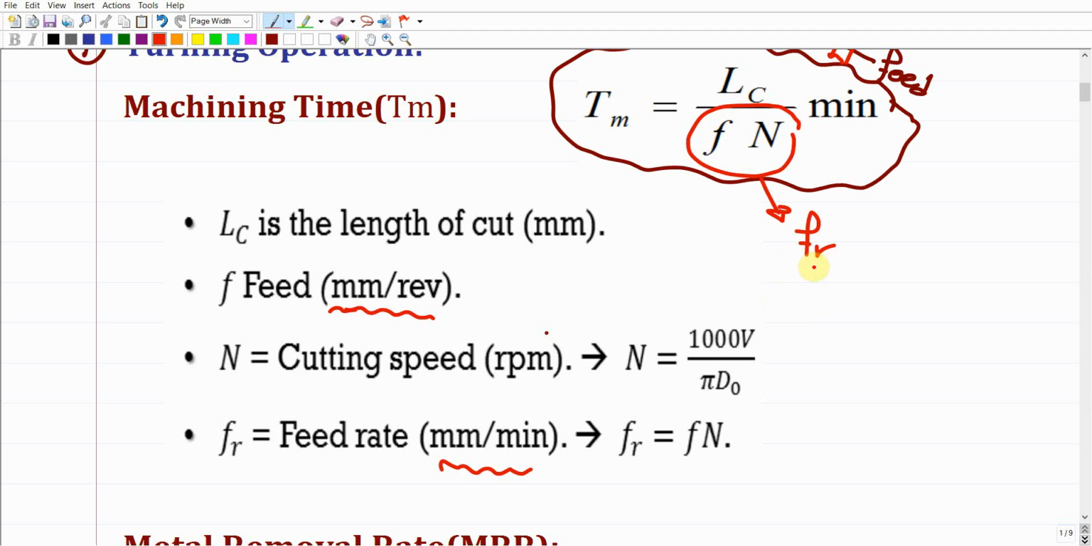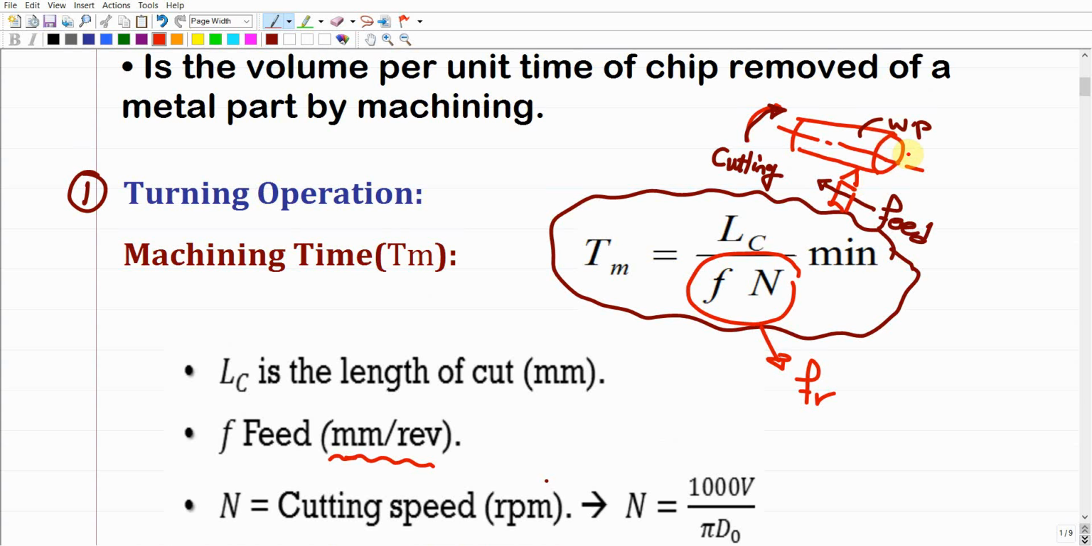So we have to calculate the feed rate, which is the multiplication of F, the feed, in case the feed was given in millimeter per revolution, times N. What is N? This is the RPM, the rotational speed of the work part. The work part rotates, this is the cutting motion. What is the speed of the rotation of the work part? This is N, it is RPM. RPM stands for revolution per minute.